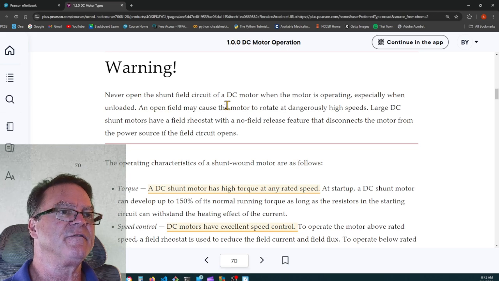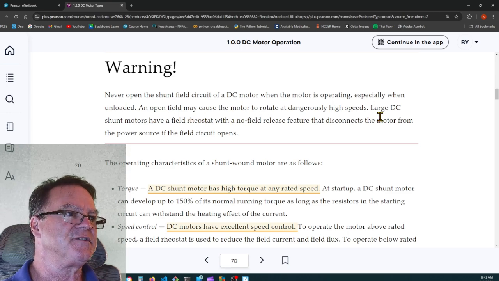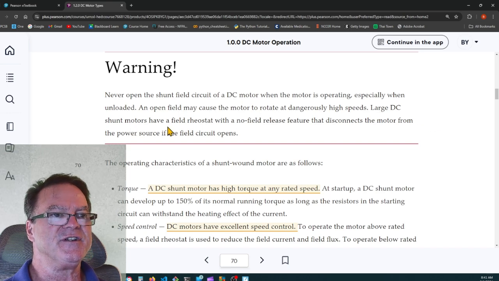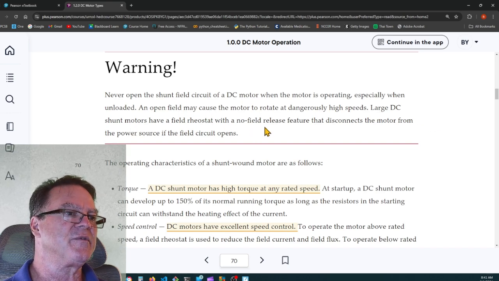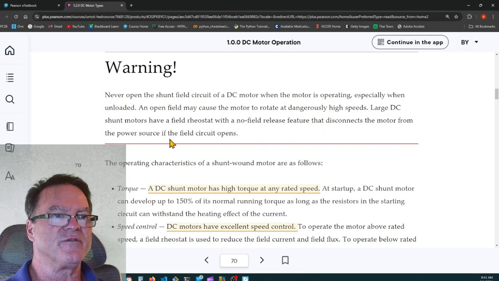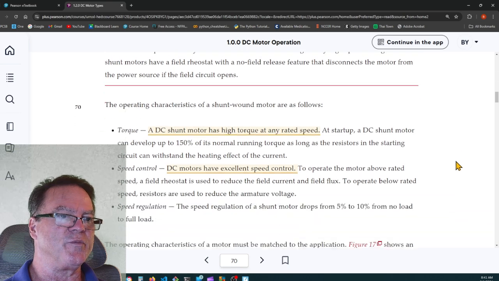Warning, never open the shunt field circuit of a DC motor when the motor is operating, especially when unloaded. An open field may cause the motor to rotate at dangerously high speeds. Large DC shunt motors have a field rheostat with a no field resistance or release feature that disconnects the motor from the power source if the field circuit opens.